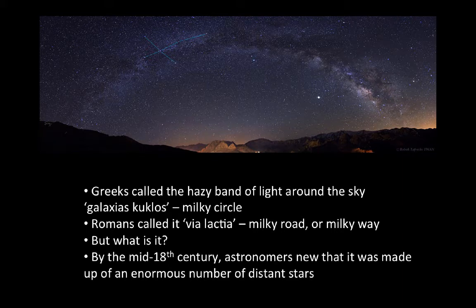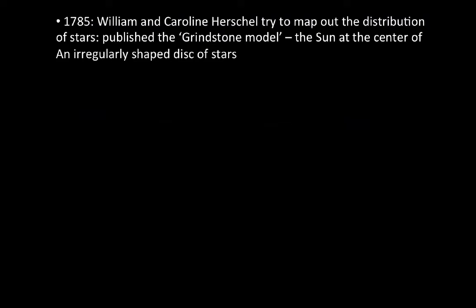Well, by the mid-18th century, astronomers knew that this band of light was actually the light from an enormous number of distant stars. The first attempt to map out the distribution of stars and try and put together a picture of what the overall system of stars in which we're embedded looks like were William and Caroline Herschel in 1785.